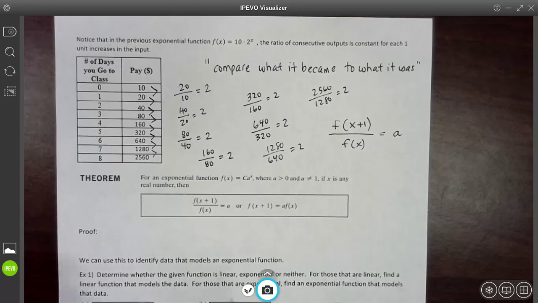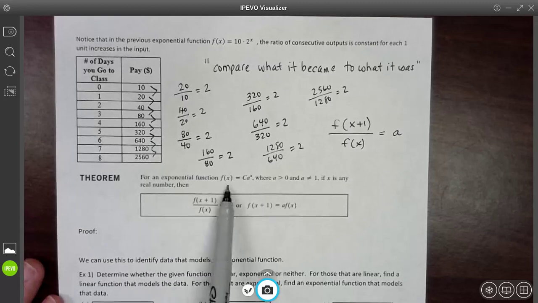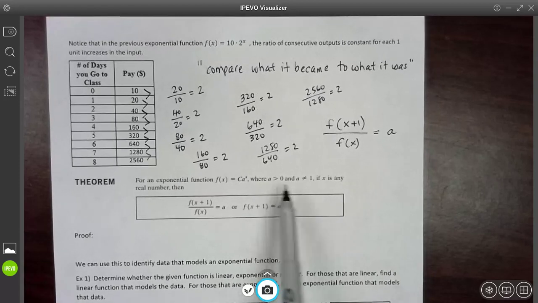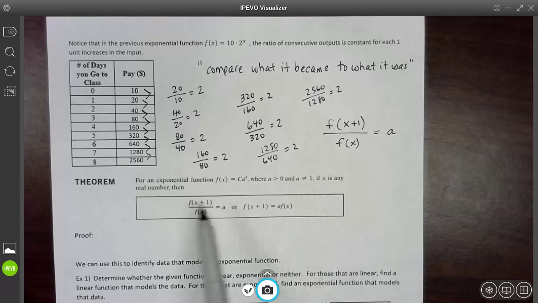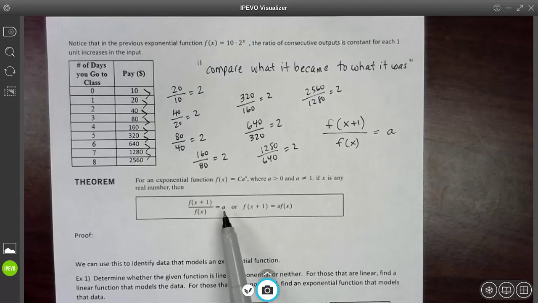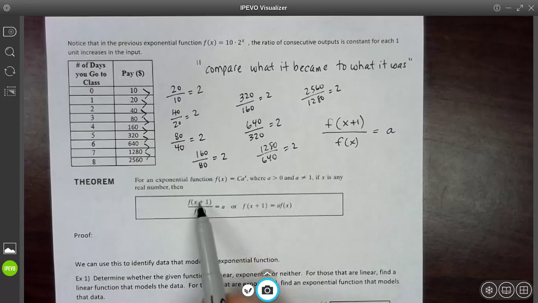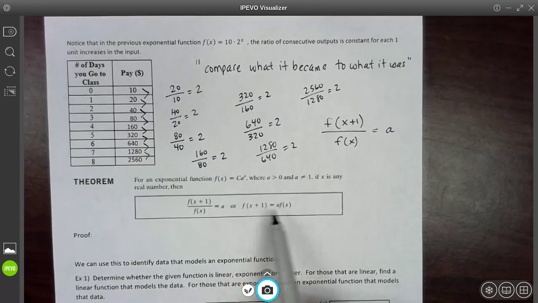All right, so there's a theorem for an exponential function f of x equals c times a to the x, where a is greater than 0, a positive number, and a is not 1. If x is any real number, then what it became over what it was will always have that ratio a, your growth factor. And then what they end up doing is they end up cross multiplying. If you put a over 1 and you cross multiply, it's just another statement of equality.